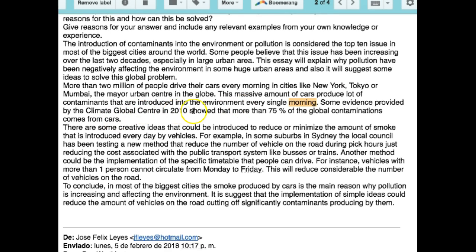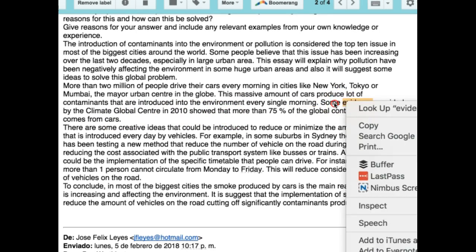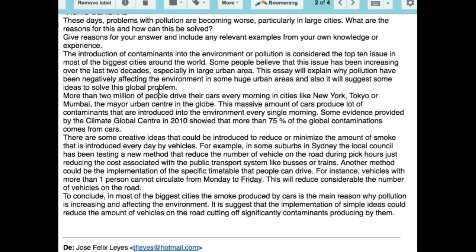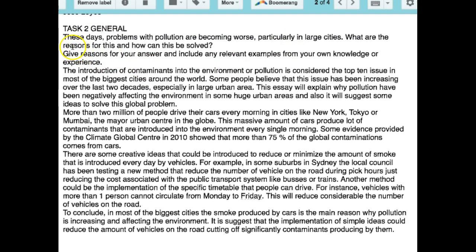Some evidence provided by the Climate Global Change in 2010 showed that here it would just be better if we just said evidence. Evidence provided by the global showed that more than 75% of the global contaminants come from cars. Now remember the sentence guide structure, and we say at the end, therefore, it is clear that the main contributors to city pollution is vehicle transportation. And there what we're doing is just referring back to the question, reminding the examiners we're going to get full points for task response, and we're also just concluding the paragraph, which makes it more cohesive and coherent, makes your position crystal clear, which is what we want.